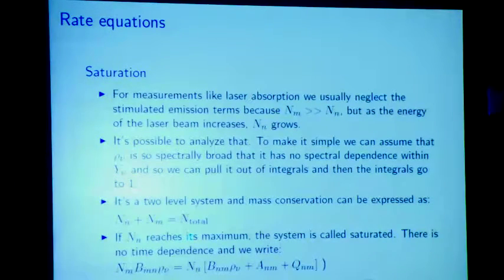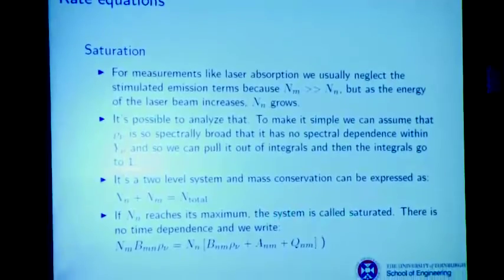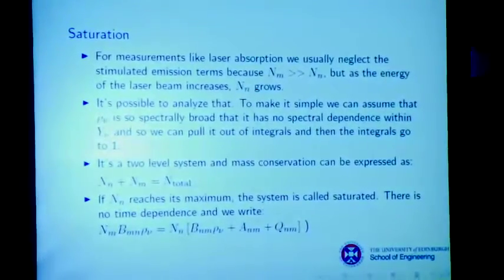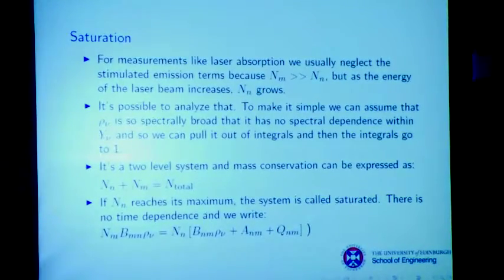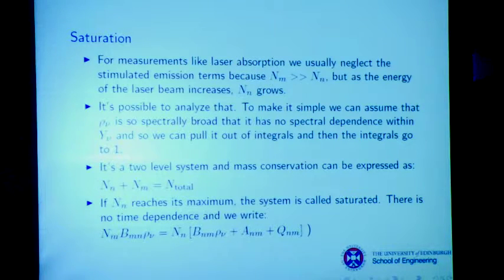So if N reaches its maximum, the system is called saturated. So we just depopulate M until it gets to N. And what happens there is that because there's so much excited state population, stimulated emission starts to take over. Spontaneous emission is no longer so important. The irradiance of the laser beam is going to start to stimulate a lot of population change down to the lower state, and you start to drive this thing in a cycle. Okay?